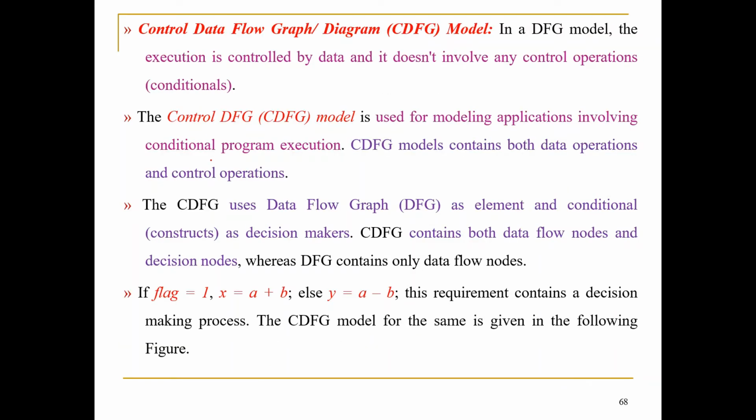The second one is the advanced version of the DFG, which is called CDFG. The CDFG model is basically a model which works based on conditions. In the DFG model, the execution is controlled by the data and it doesn't involve any control operations. Whereas the CDFG model involves conditional program execution. So your inputs will undergo a particular operation only if a specified condition is satisfied in case of your CDFG.